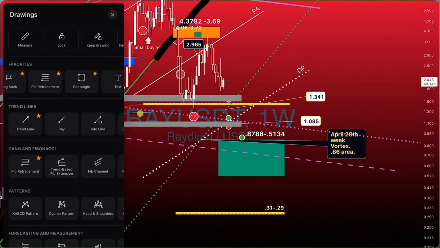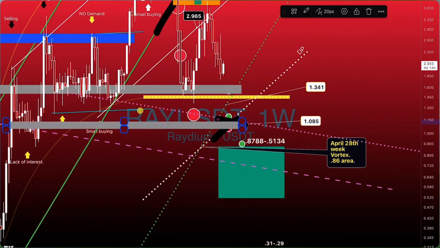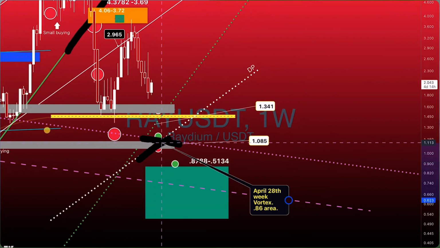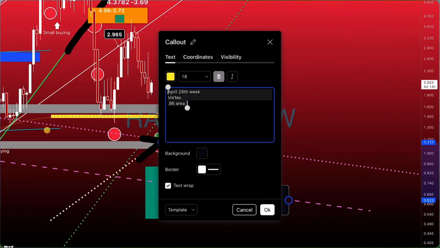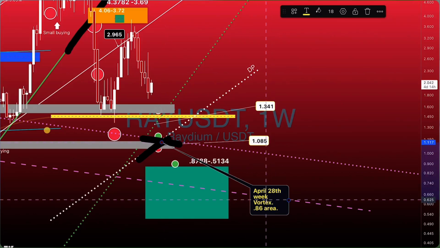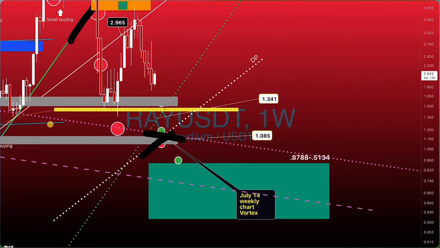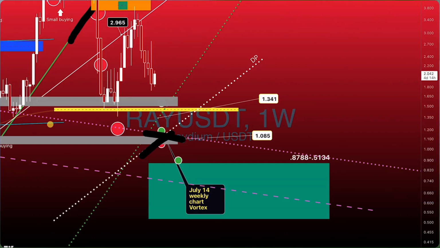Let me highlight this area. X marks the spot. Let's put this vortex here. June. Yeah, it's right now July 14th average. And there's the target right there. $8.87 to 51 cents to the low side.